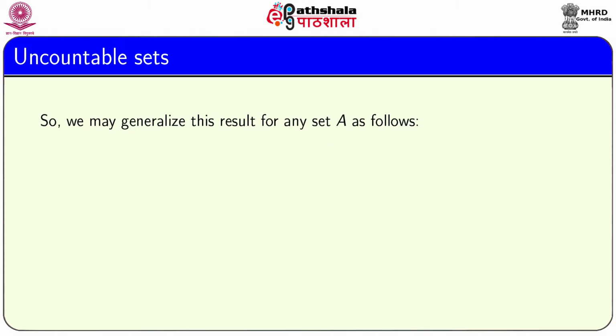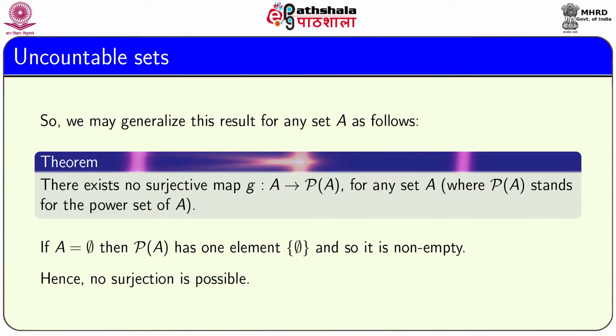So, we may generalize this result for any set A as follows. There exists no surjective map G from A to the power set of A for any set A. Let us try to prove this result. If A is empty, then power set of A has one element, that is set containing the empty set, and so it is non-empty. Hence, no surjection is possible.